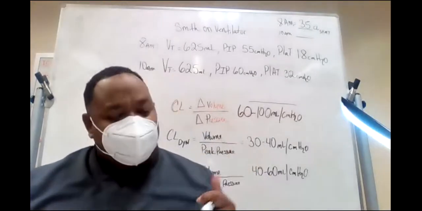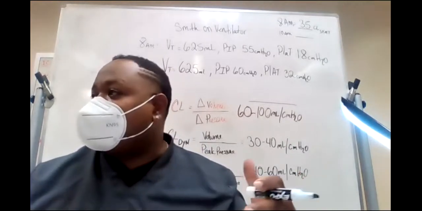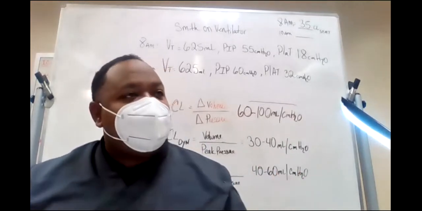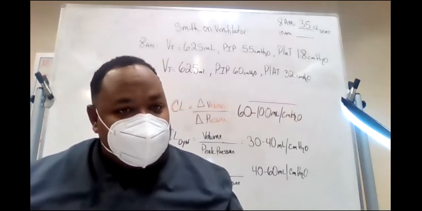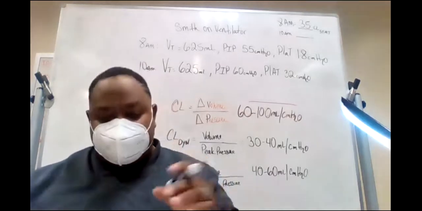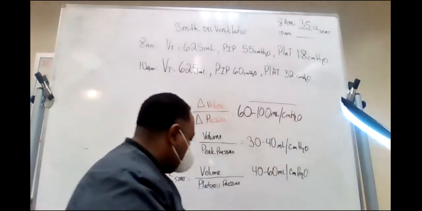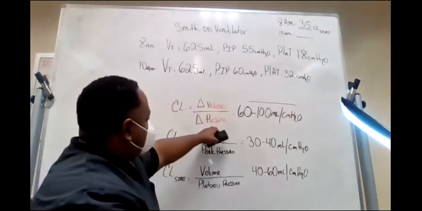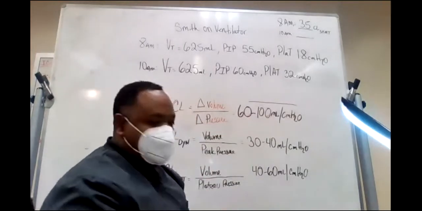So his compliance is dropping. I'm going to start thinking about pulmonary edema, some type of interstitial lung disease. Does he have scoliosis? Things like that that are restricting him. Now, last thing, we're going to take a break and then we're going to move on. This is the normal compliance here, guys. This is just regular compliance, 60 to 100.